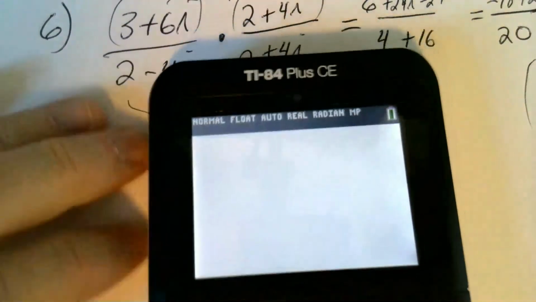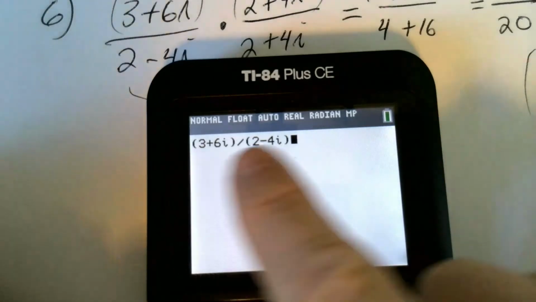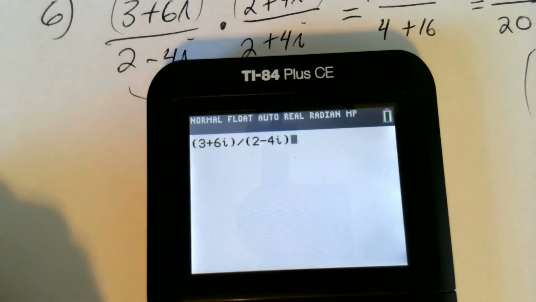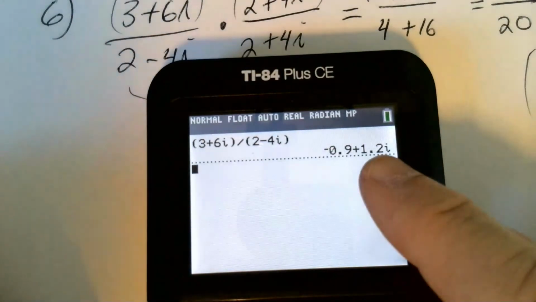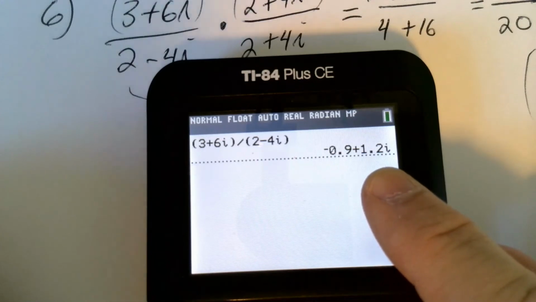So here on my calculator, I'm going to do parentheses. I've got to do it in parentheses: 3 plus 6i, close parentheses, divided by parentheses 2 minus 4i, close parentheses. If you don't put these whole things in parentheses, it will definitely not do the math that you wanted it to do. So I hit enter, and you can see that it changes it to a decimal, just like that.